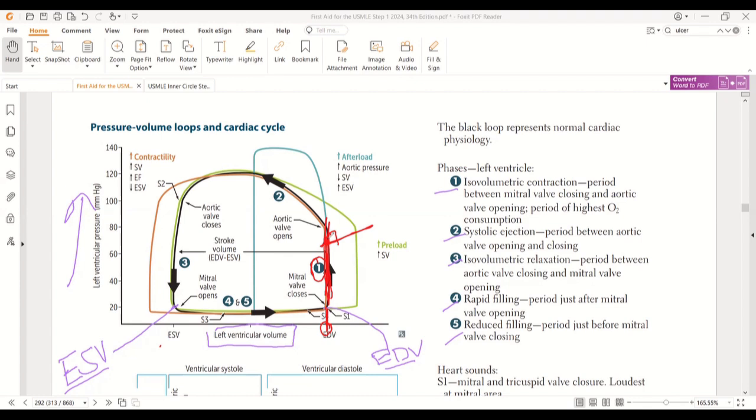Right? So this number 2 is labeled as systolic ejection. And it takes place because of the opening of the aortic valve. And why does the aortic valve open? Because the ventricle pressure becomes more than the aortic pressure. Right? Yes. Okay. So this pressure is continuously increased.